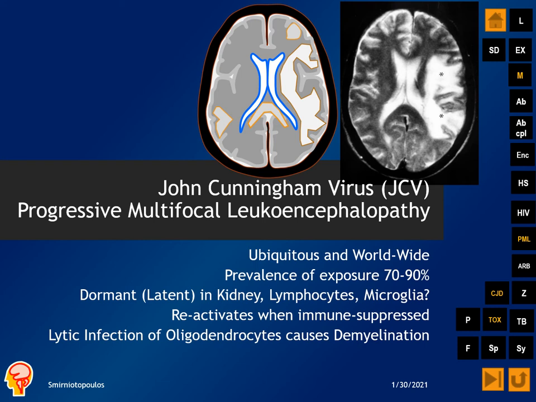It remains dormant or latent in the kidney, lymphocytes, and perhaps in the brain's microglia. It can become reactivated when patients are immune suppressed for any reason, and it causes a lysis of oligodendrocytes and demyelination. So it's going to occur in the same patients who have HIV, but it has a very different imaging appearance. It typically forms focal lesions that are asymmetric, that extend right up to the gray matter and then stop.